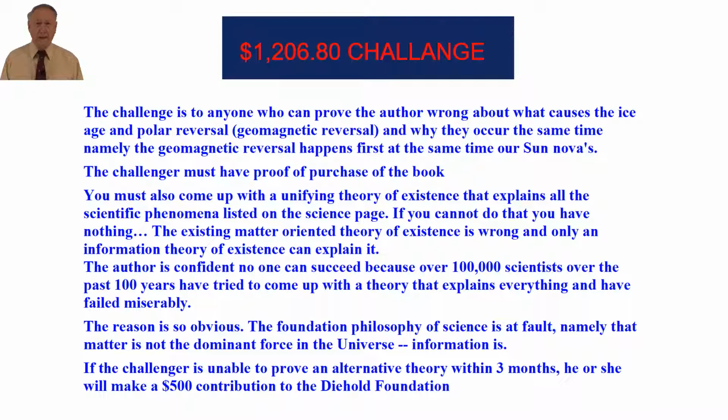The challenger must have proof of purchase of my book. You must also come up with a unifying theory of existence that explains all the scientific phenomena listed on the science page. If you cannot do that, you have nothing. The existing matter-oriented theory of existence is wrong, and only an information theory of existence can explain it. The author is confident no one can succeed because over 100,000 scientists over the past 100 years have tried to come up with a theory that explains everything and have failed miserably.